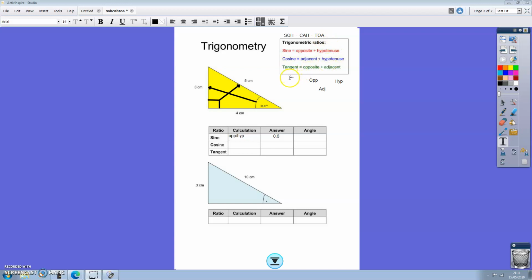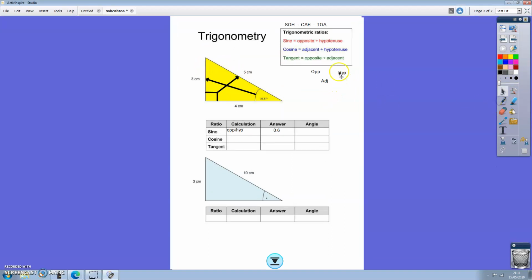The most important thing at this point is to label the triangle correctly. Wherever the right angle is in the triangle, the side that is directly opposite the right angle is always the longest side, and that's the hypotenuse. So the longest side is always opposite the right angle, and that's the easiest one to start off with.